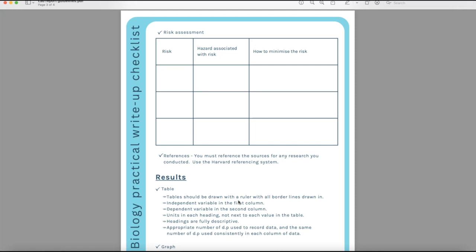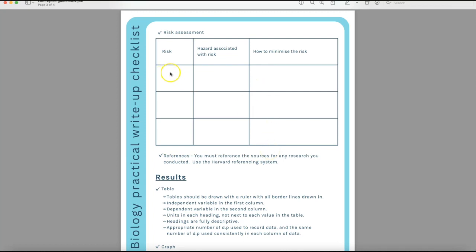Lastly, within the plan then is a risk assessment. So sometimes you might be asked to include the risk assessment. So the risk is basically what it is that could cause the harm. So for example, the roaring flame of a Bunsen burner, that would be a risk. The hazard is what harm that risk could cause you. So in the case of the roaring flame of a Bunsen burner, it could cause severe burns to your skin. Then the last column is to say how you would minimise that risk.